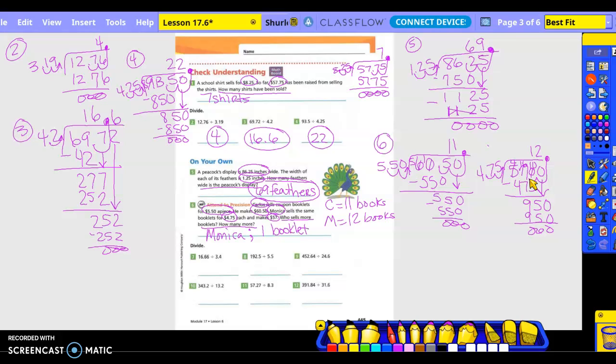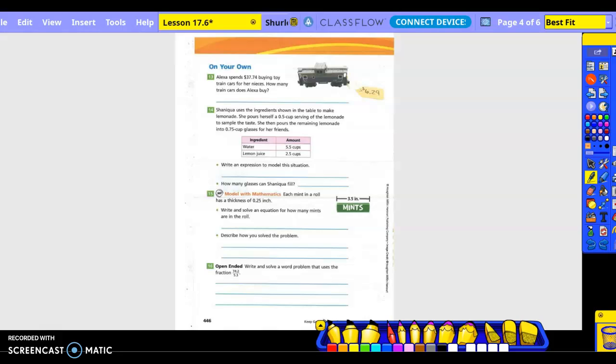Okay, since this is taking us quite a while and we're going to have extra practice on our homework, I want you to go ahead and mark off 7 through 12. And go ahead and go to the next page. Okay, so we're going to go ahead and finish on your own, 13 through 15. We may run out of time, but the whole page needs to be finished.